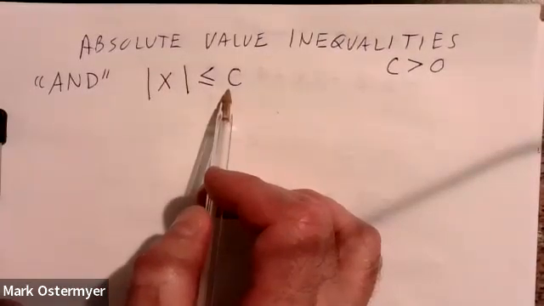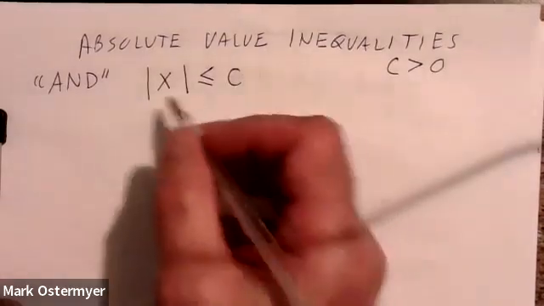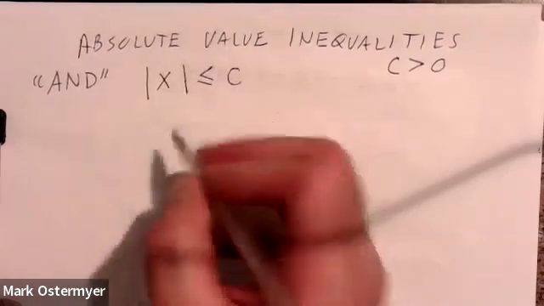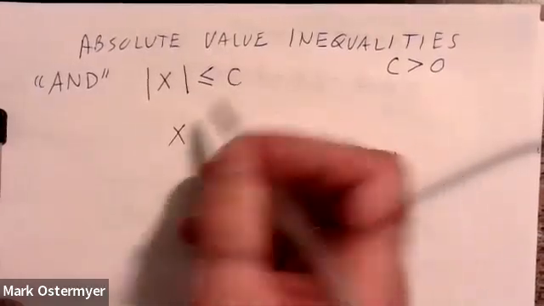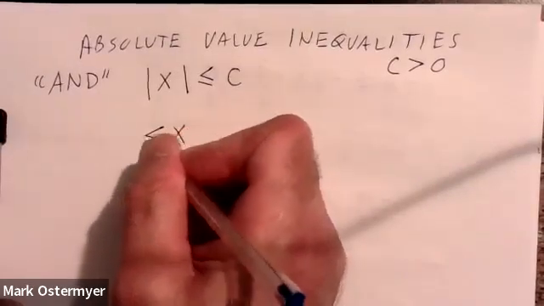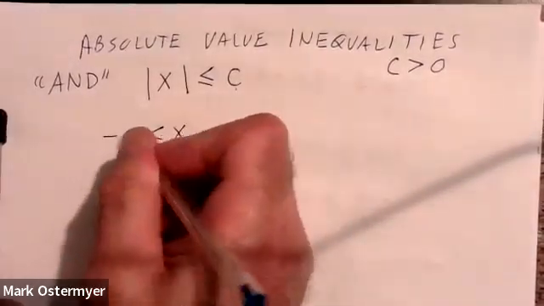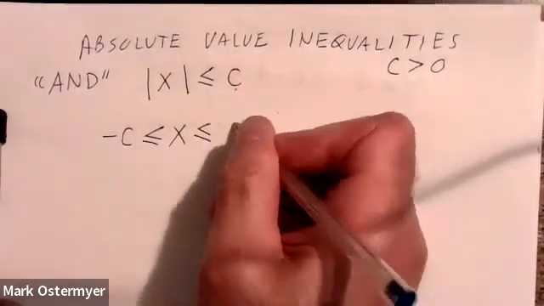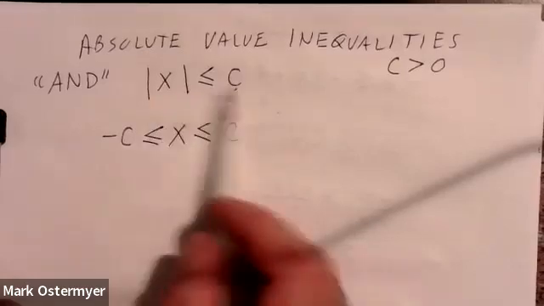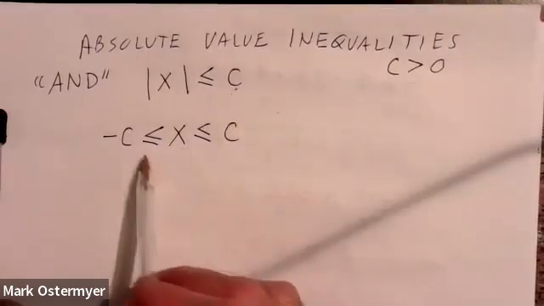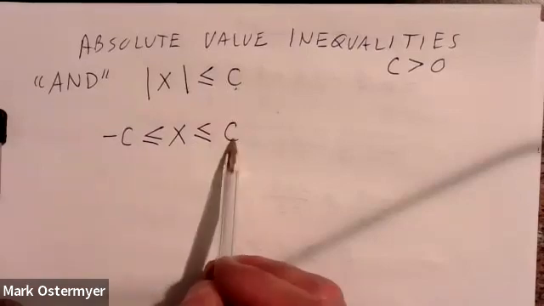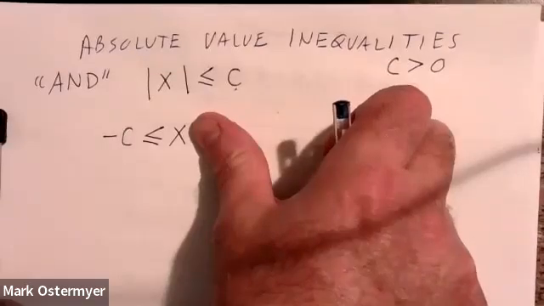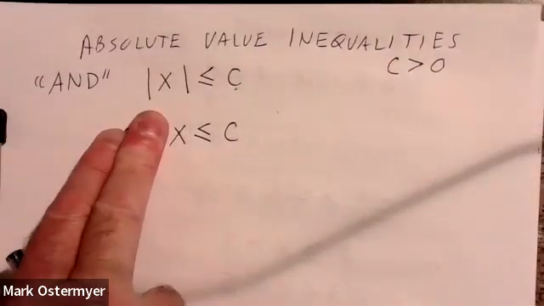So the solution set for such an inequality, it looks like this, is going to have us taking what's inside the absolute value, in this case it's X, and setting it greater than or equal to the negative of this number on the right side, and at the same time it must be less than or equal to the positive of this number on the right side. So the solution set to such an absolute value inequality must be an implied compound AND solution set. X must be greater than or equal to negative C, and at the same time must be less than or equal to positive C.